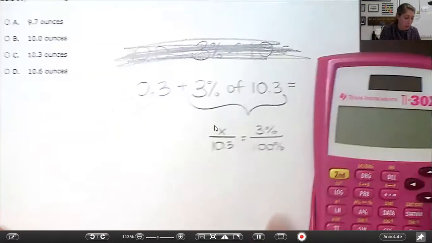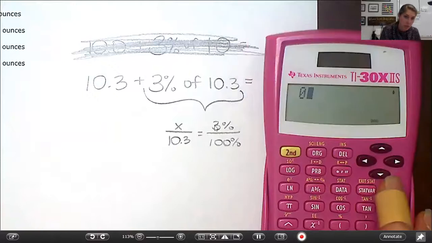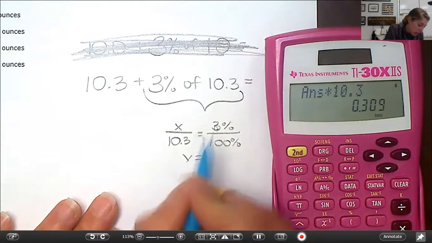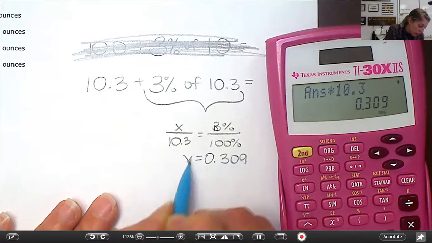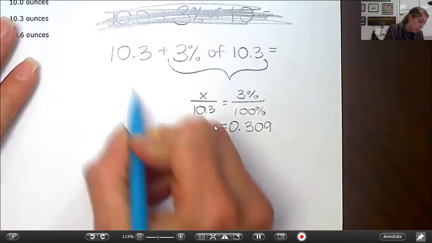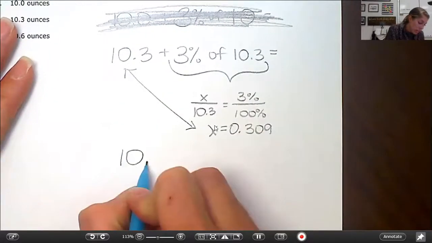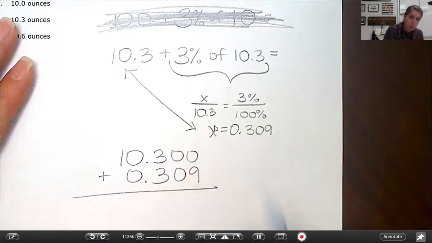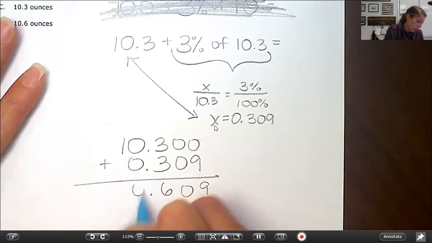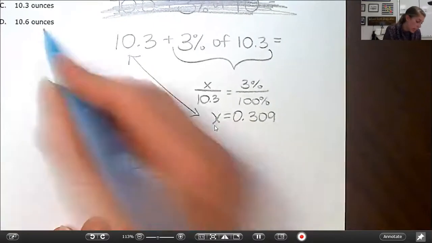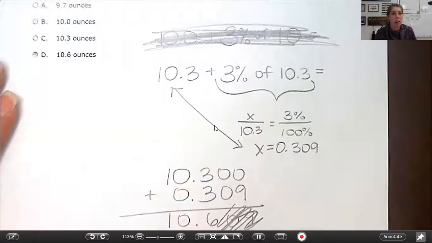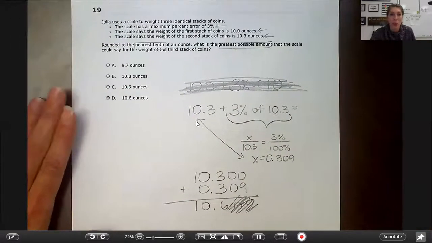Same as we've always done with percent proportions. Okay. So we have 3 over 100 times 10.3. All right, so x equals 0.309. Remember, that could be an increase. So if I add that on, 10.3 plus 0.309. So 10.6 rounded to the nearest 10th is my highest possible weight for that particular stack of coins, okay?